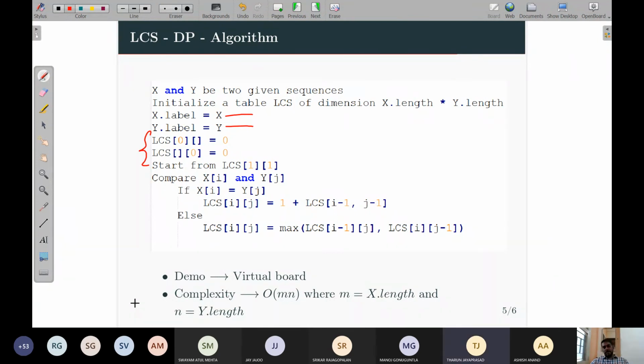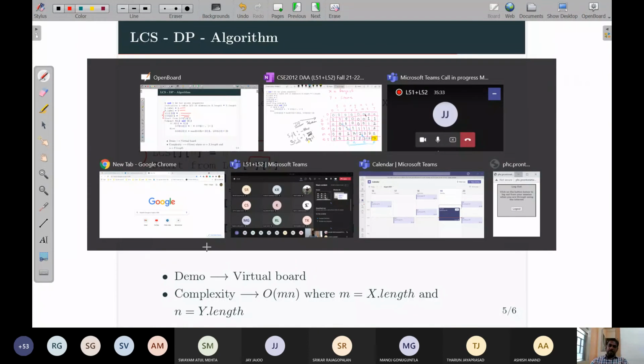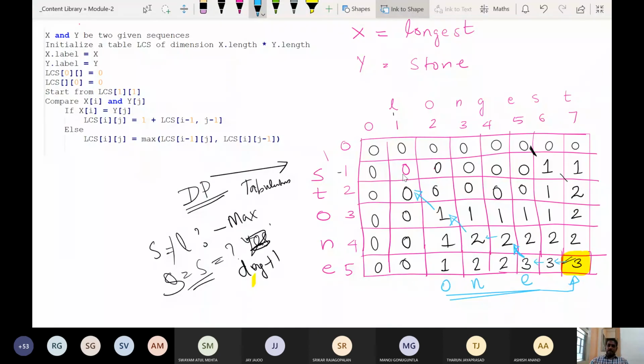If you remember, first row and first column to be made as 0. So this first row is made as 0, first column is made as 0. Now start from position 1 1, index 1 1. Okay, same thing. We have started from position 1 1. You can see we started from here, S and L. Start from position 1 1.